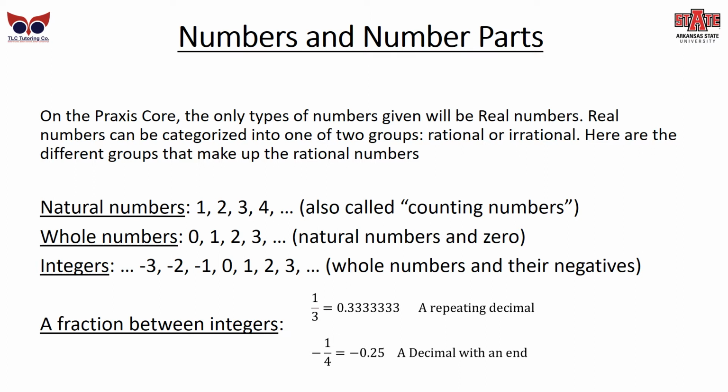And then additionally, we have fractions. Fractions are the numbers between the integers. Like, for instance, 1/3 is 0.333, a repeating decimal that we can see, or something like -1/4, which is -0.25. That's a decimal with an ending.